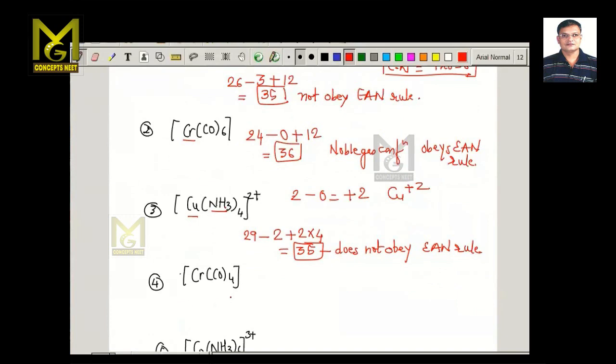If you look at this complex, the atomic number of chromium is 24 minus the oxidation state, neutral 0, plus monodentate, so 4 into 2 is 8. So 24 plus 8 comes out to be 32. So again, it does not obey.